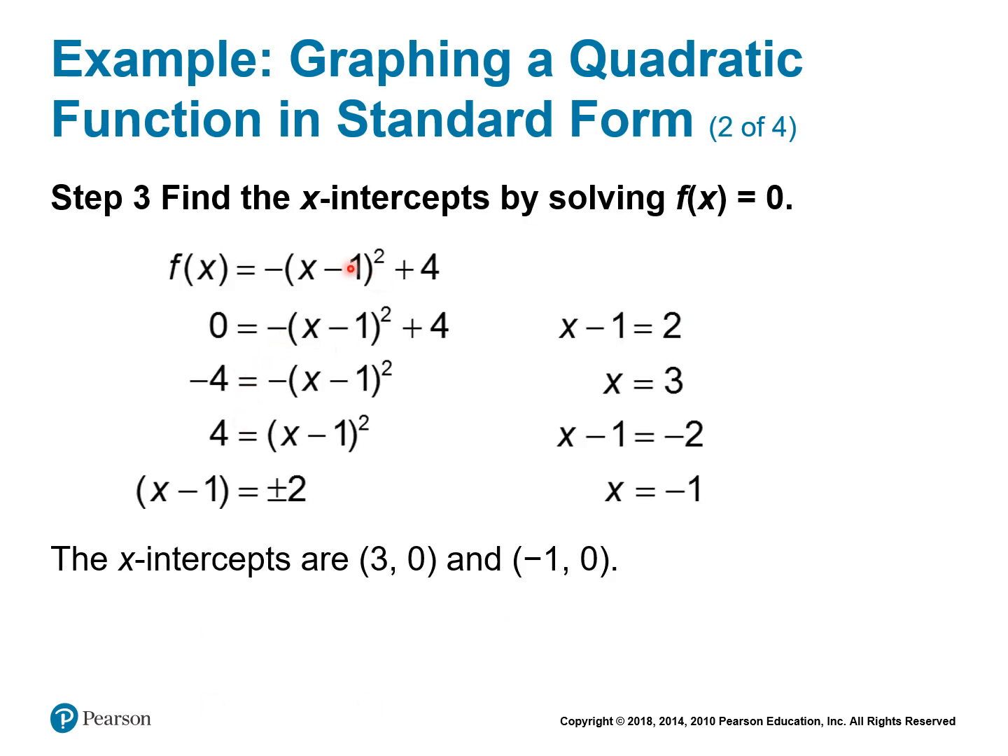Going on to the next step, the next slide, it says the next step is to find the x-intercepts by solving f of x equal to 0. So what this means is, just keep in mind that I'm going to just draw the x and y.